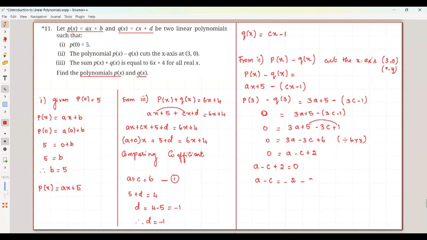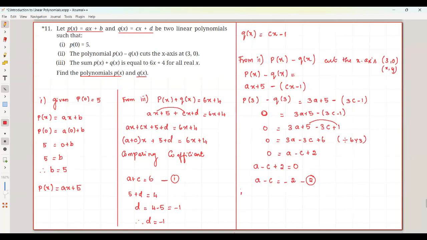Now I am taking this as the second equation. If you solve equation number 1 and 2, you will get the a and c values. After getting the a and c values, just substitute here, that is the answer. Now just solve equation number 1 and 2. How can we solve? Here a, here also a, here plus c, minus c. So while adding 1 and 2, c will get cancelled. C will get eliminated. I'm going to use the elimination method.